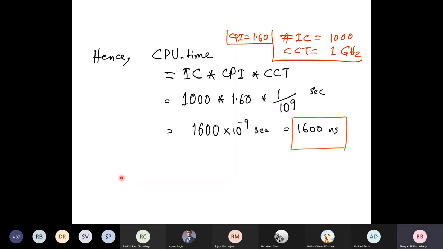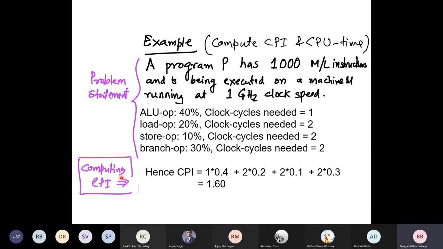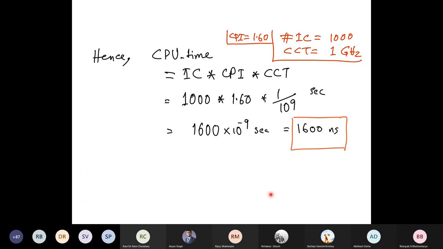So given certain parameters of the program you are going to execute, if these parameters are known, you can estimate the CPU time using this very simple expression, very simple formula, right? 1600 nanosecond.